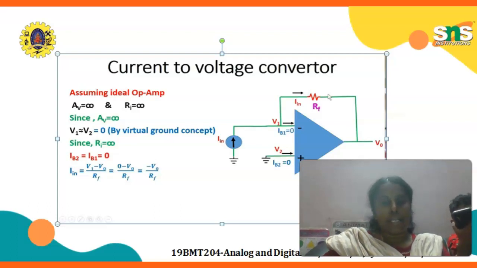Assuming an ideal op-amp circuit, V1 and V2 are initially 0, and IB1 is equal to IB2, which is equal to 0. So let us see the circuit.